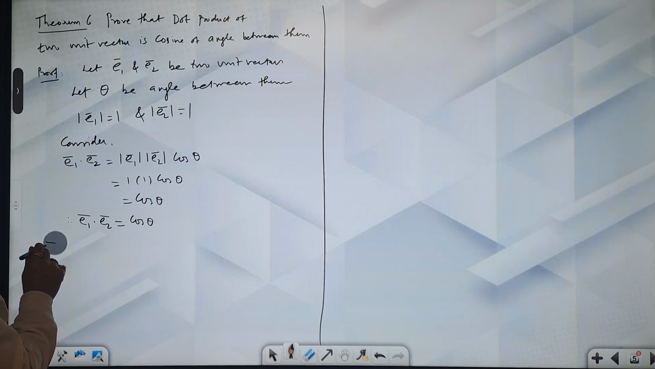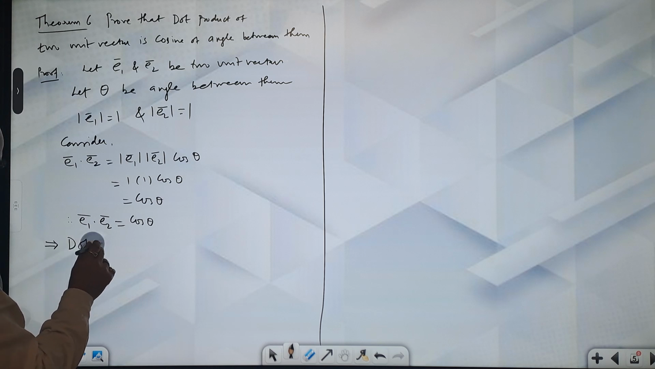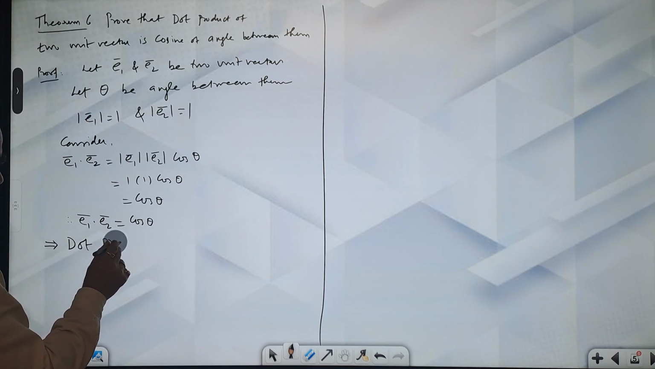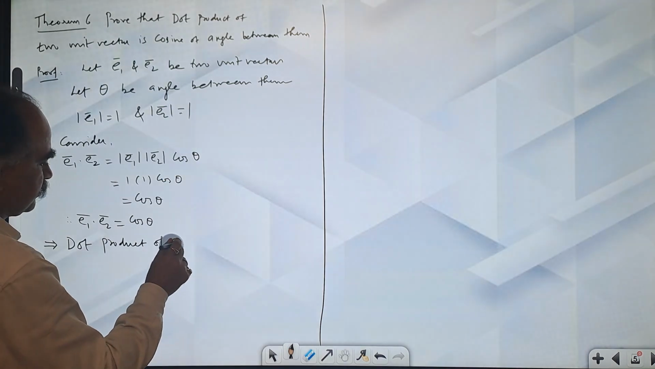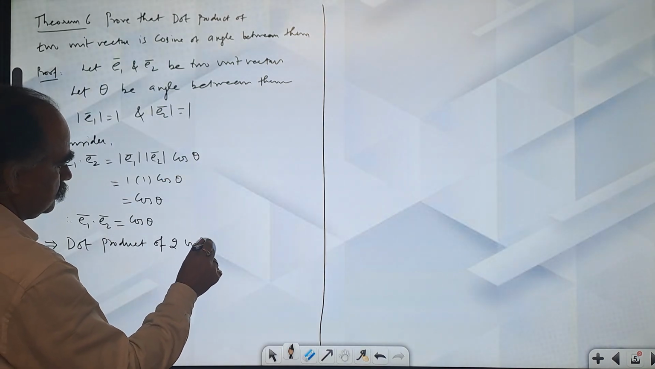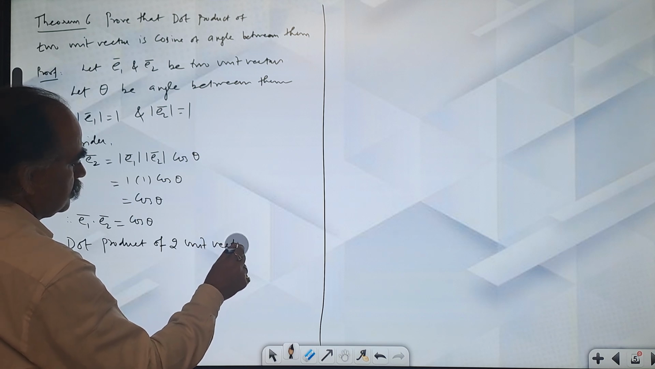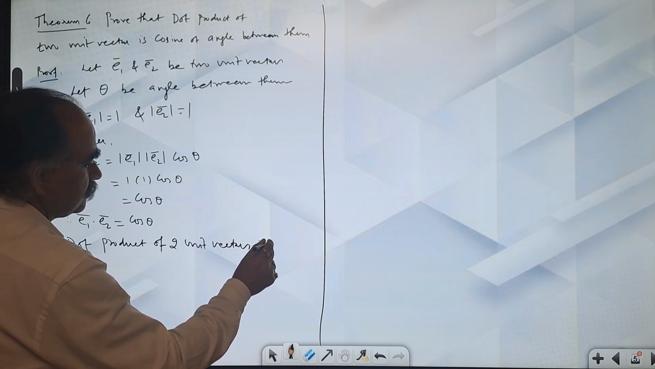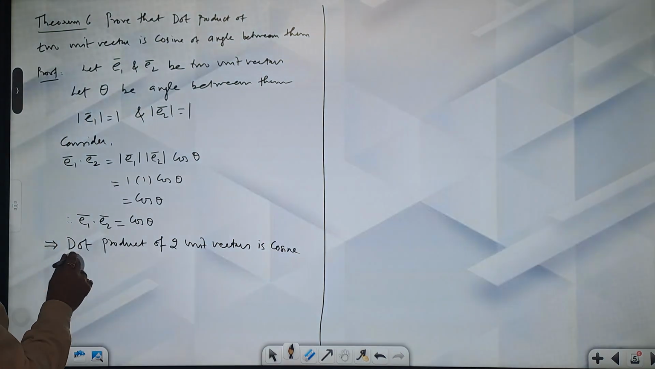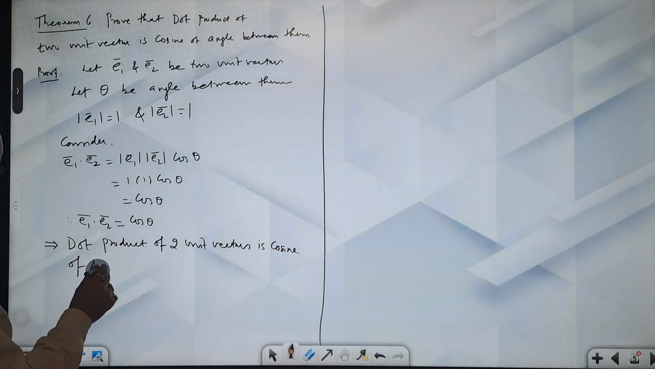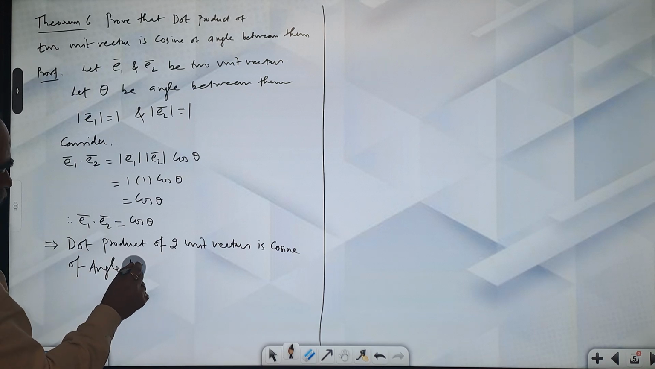This implies the dot product of two unit vectors is the cosine of the angle between them.